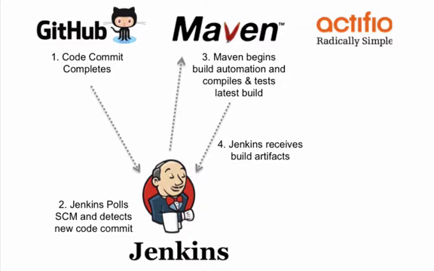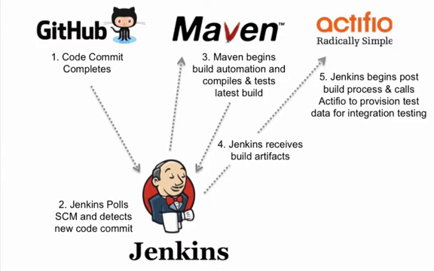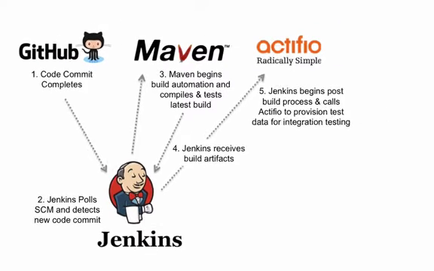Now that the build's complete, we run through our post-build process. It's actually getting our application online. The first thing we're going to want to do is speak back over to Actifio to provision the latest and greatest test data that we have for our web application to talk to. So this begins with Jenkins making calls back over to Actifio to deliver that data.